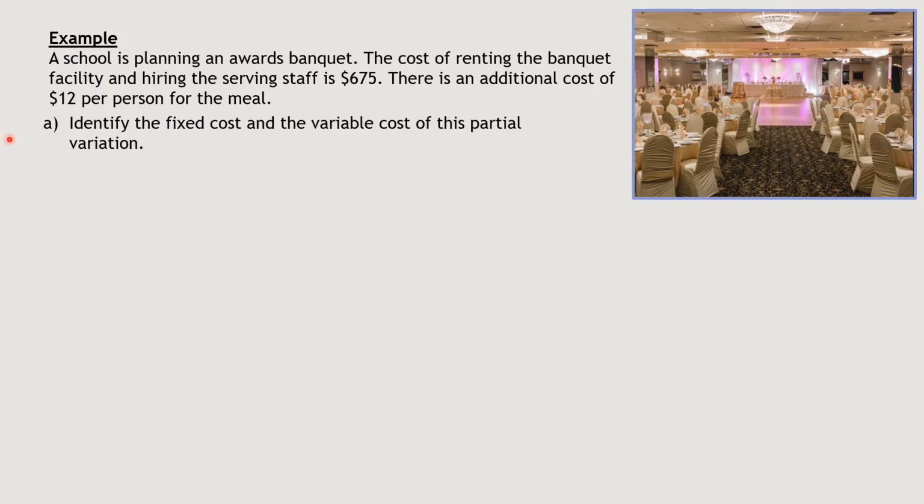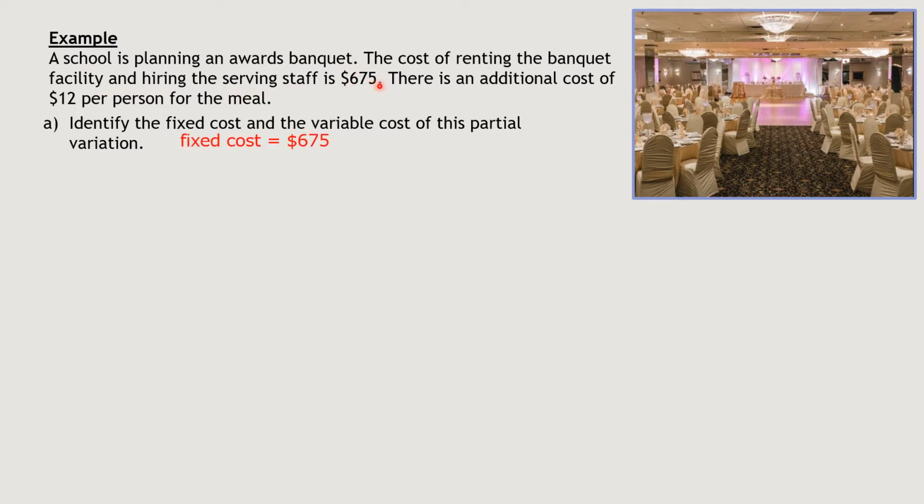The first part says identify the fixed cost and the variable cost. So these are important pieces of terminology. Fixed cost means the cost that won't change, and that's your $675. It's going to be $675 if you have 100 people come to your banquet or if you have one person come to your banquet. This number right here is to pay for the facility and hiring the staff. So that number is fixed.